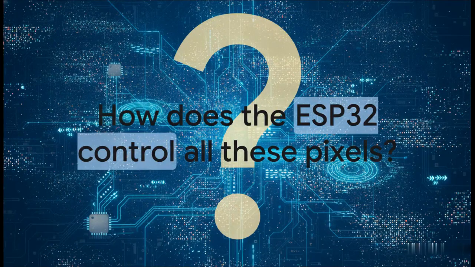But having a great screen is really just half the battle, right? Which brings us to a pretty big question. How exactly does an ESP32 microcontroller reliably control tens of thousands of pixels and constantly monitor for touch inputs at the exact same time without completely lagging out?